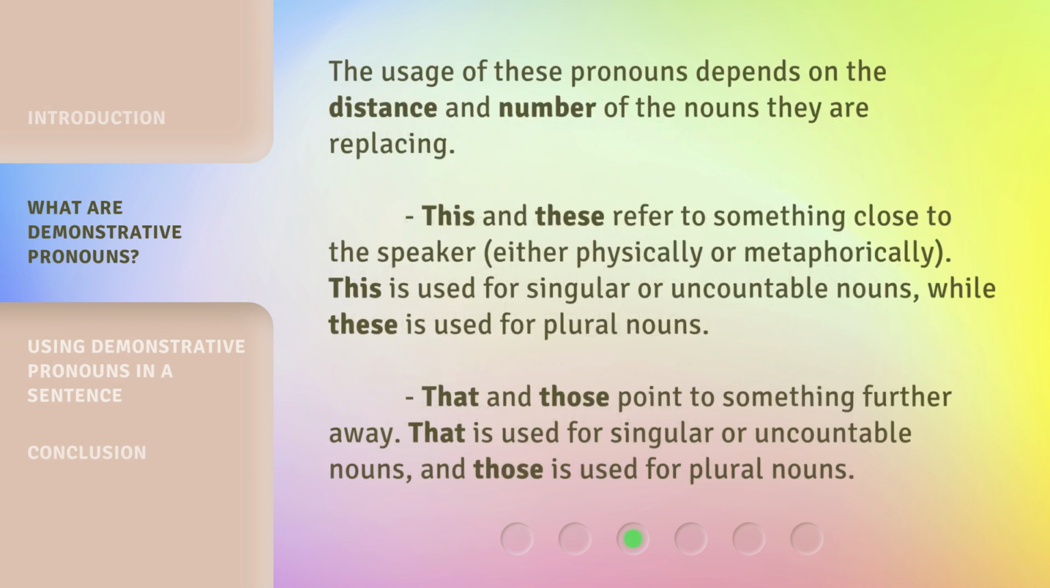The usage of these pronouns depends on the distance and number of the nouns they are replacing. This and these refer to something close to the speaker, either physically or metaphorically. This is used for singular or uncountable nouns, while these is used for plural nouns. That and those point to something further away. That is used for singular or uncountable nouns, and those is used for plural nouns.